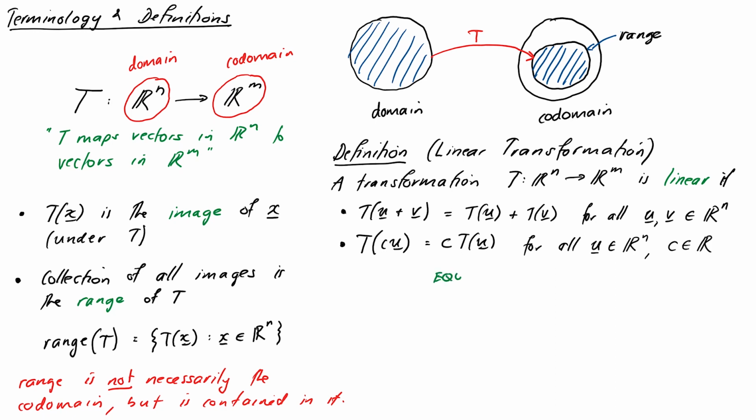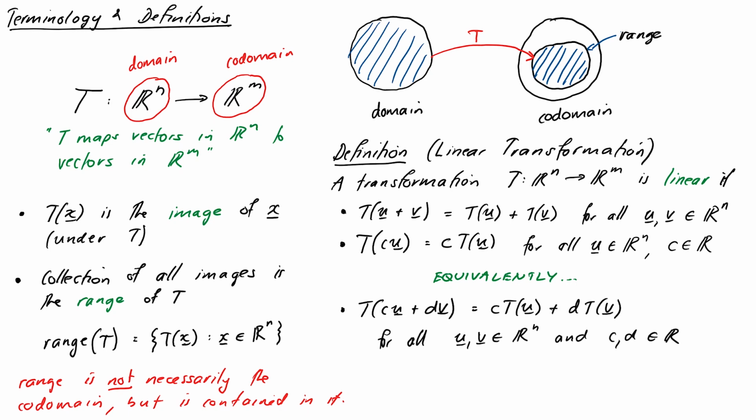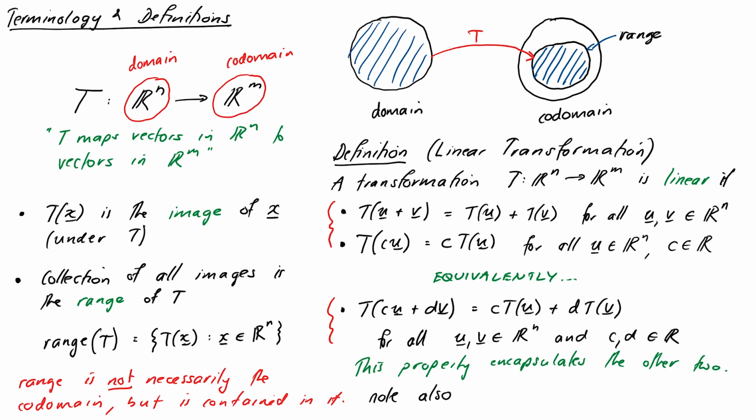Now we can wrap those two up into an equivalent expression, which just says that T of cu plus dv is equal to c times T of u plus d times T of v, where c and d are scalars. So this property is the other two in one, and it's what we often just use to check that a transformation is linear. One final piece of useful information: T of 0 always gives us the 0 vector. You can use the scalar multiplication one to figure that one out.